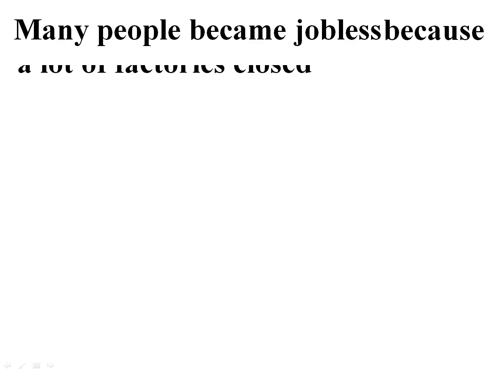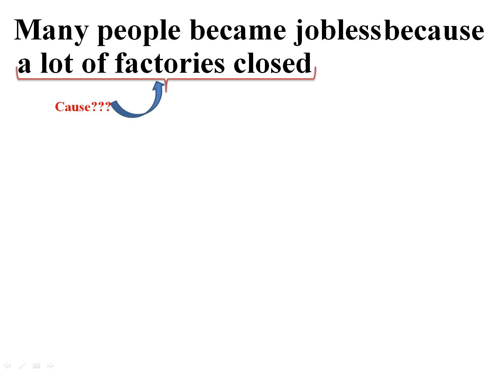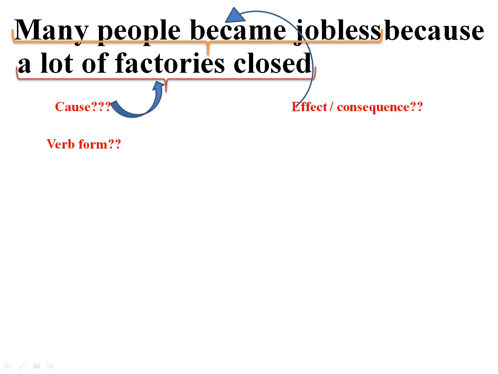Many people became jobless because a lot of factories closed. Great. Again, here I need to ask about the cause. Where is the cause? The cause is this: a lot of factories closed. Again, where is the effect? Where is the consequence of this cause? The consequence is that many people became jobless. Great. So I found the cause. I found the effect. Now I need to find the verbs. Where are the verbs? And what's the verb form? The verbs are became and closed.